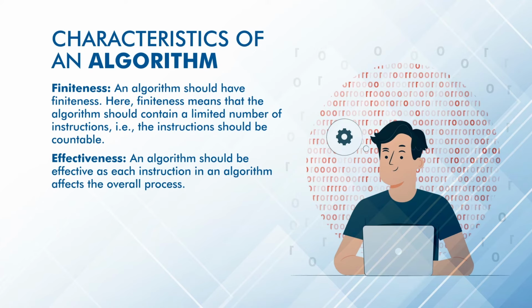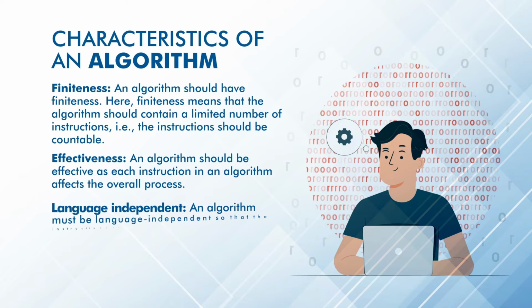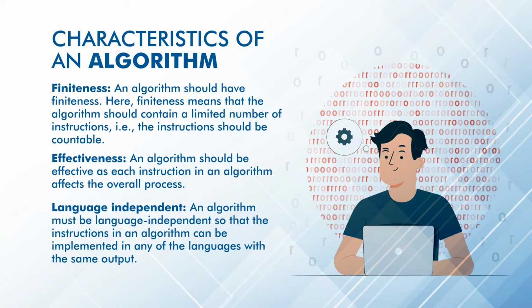Next, effectiveness. An algorithm should be effective as each instruction in an algorithm affects the overall process. Language independent. An algorithm must be language independent so that the instructions in an algorithm can be implemented in any language with the same output.